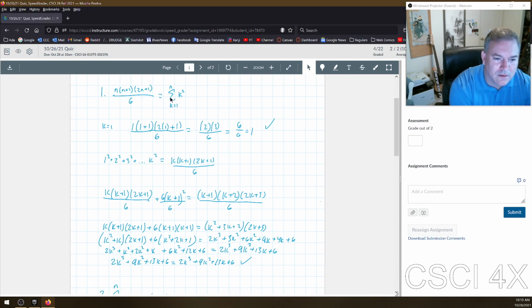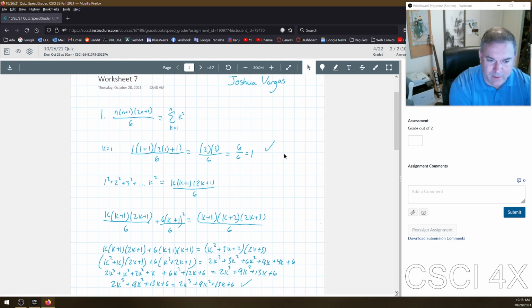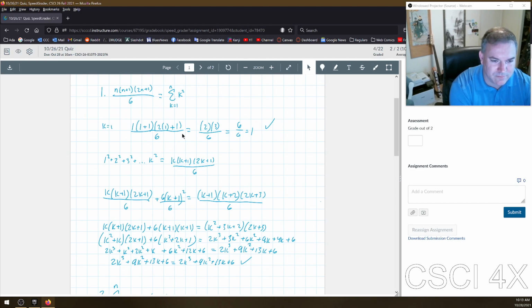All right. K equals 1. Good. I would personally write base condition just there. I get what you're getting at, but it just helps me find it. Like I'm looking for 2 checks basically when I'm looking at these proofs. Does the base condition check out? Does the inductive step check out?